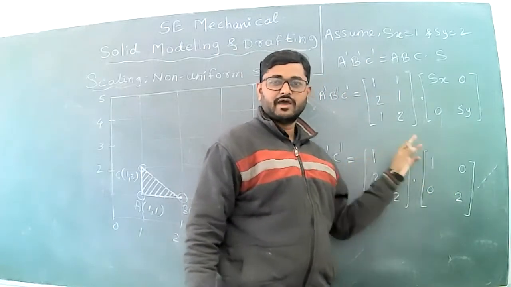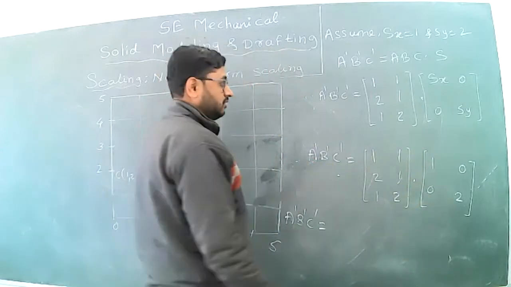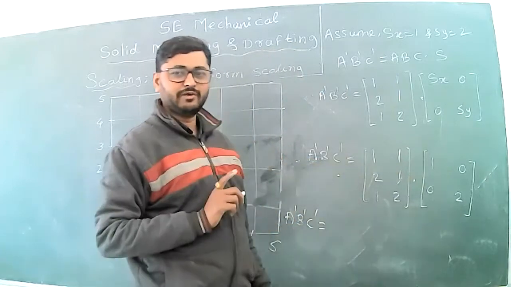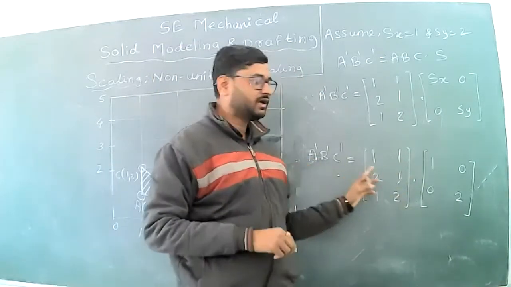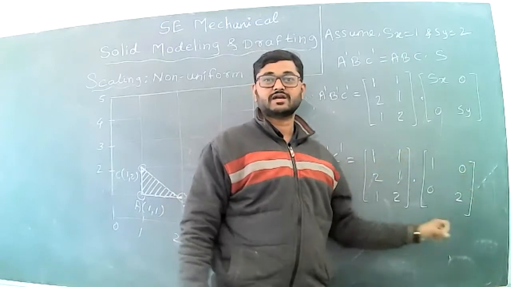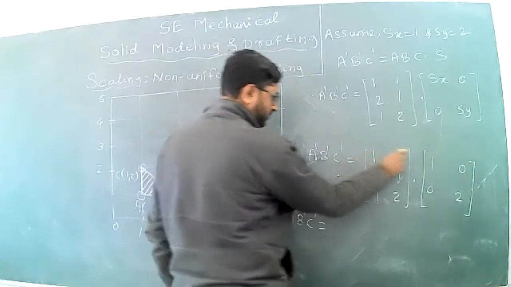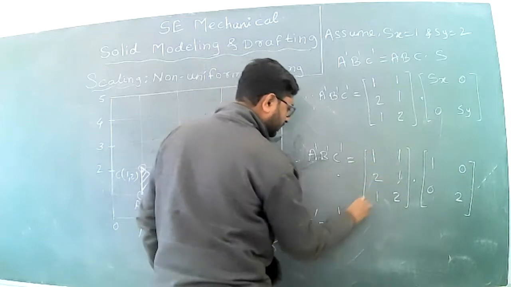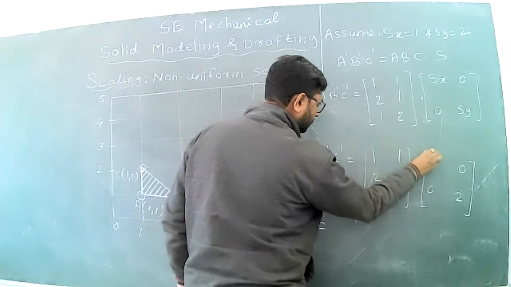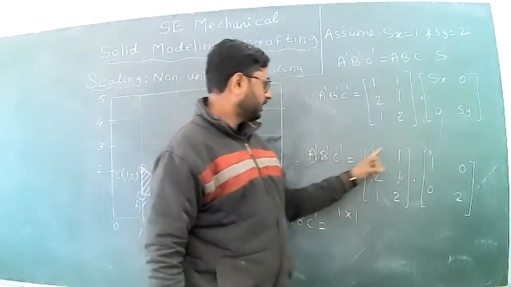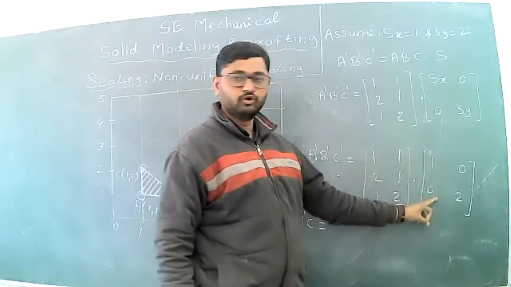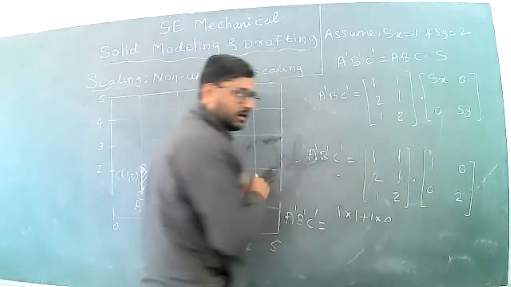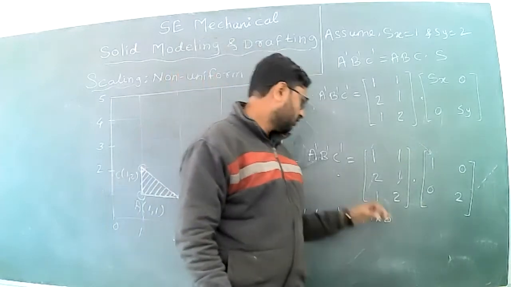By considering addition and multiplication. First of all, consider first row, first column for the first element, and for the second element consider first row and second column. So for first row, first column, here it is 1 into 1 plus 1 into 0 plus 1 into 0. That is our first element.